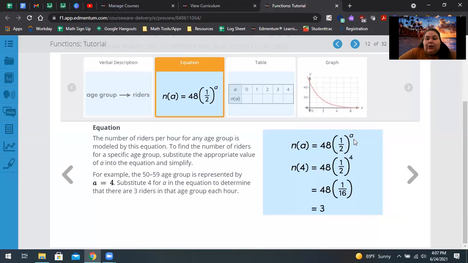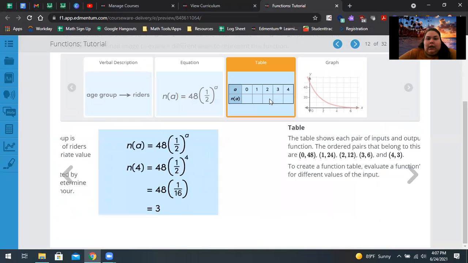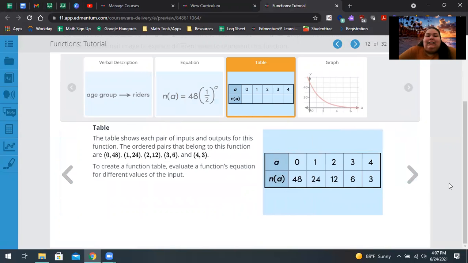48 times one half to the fourth power. Sorry. So that variable a got replaced with the value of 4 right here. You take 1/2 to the fourth power, which is 1/16, multiply that by 48, and you get 3. So there's only 3 riders in the group of 50 to 59. Let's take a look at the table.